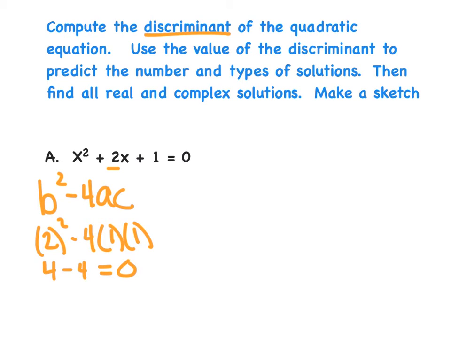So what is that, you should know by now? Go back and look at your cheat sheet on that discriminant summary. If the discriminant equals 0, how many solutions do you get? So let's make a note, we get 1 real solution.